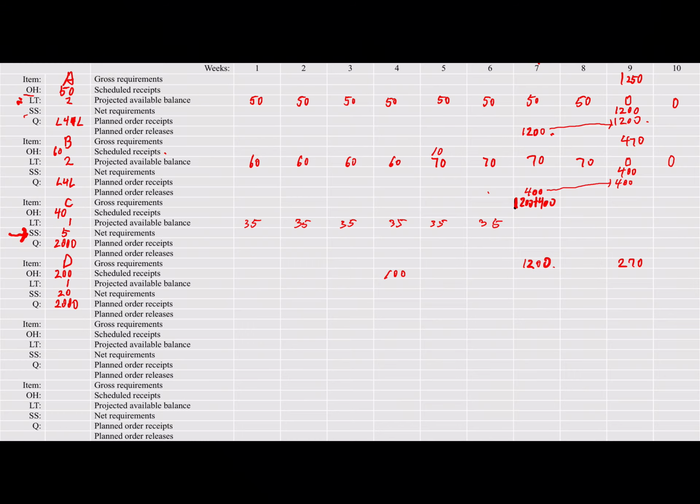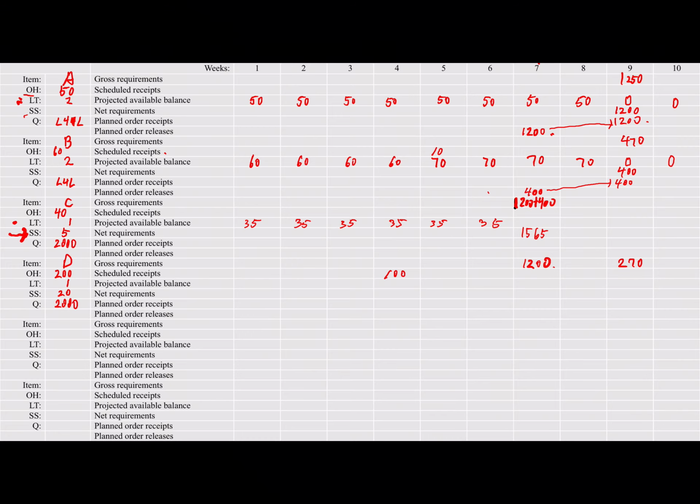Until week 7. Now we know it would need 1600 in week 7. Now we are short of what? We only have 35, and we need 1600. We are short of 1565. That's the net requirement. And what do we do? We place orders, buy them, and then we look at lead time. The lead time is 1 week, which means we need to place the order at week 6. So let's plan an order release at week 6.